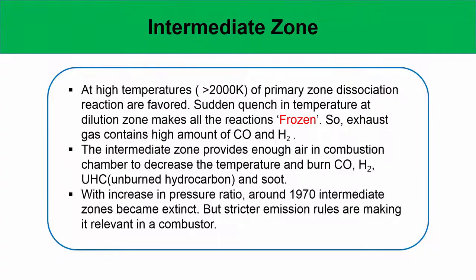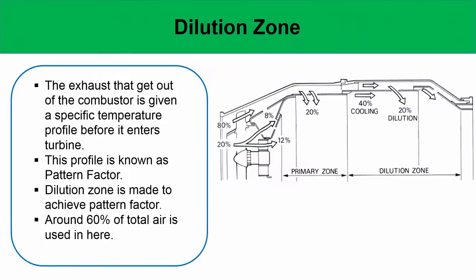So, in this course we will not cover that. Then in the intermediate zone, you have to ensure that complete combustion takes place, and so the intermediate zone provides enough air in the combustion chamber to decrease the temperature and burn the carbon monoxide and hydrogen. But typically, in a modern combustor you go straight into the dilution zone.